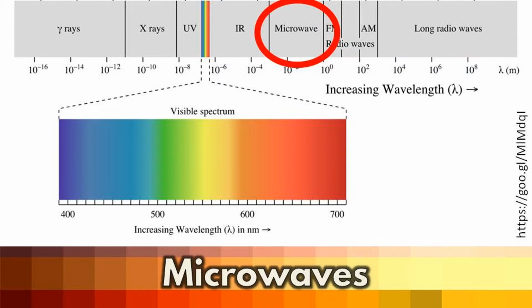A little bit shorter than that would be microwaves. Microwaves are a type of radiation whose wavelength is on the order of centimeters. And they are in fact the type of radiation that your microwave oven produces to cook your food. Your microwave oven gets its name because the magnetron inside of the oven produces microwave radiation. It is a type of long wave radiation.